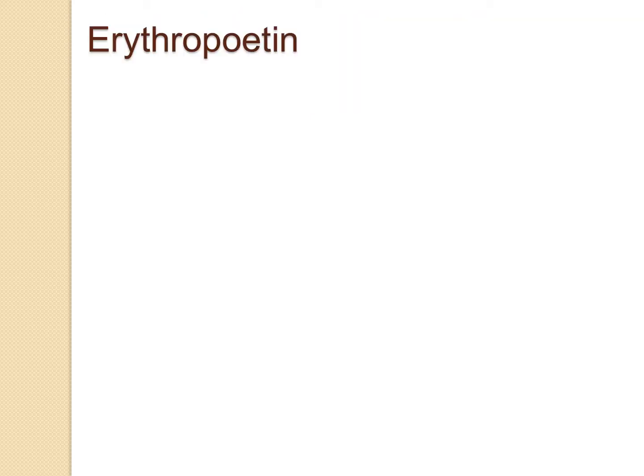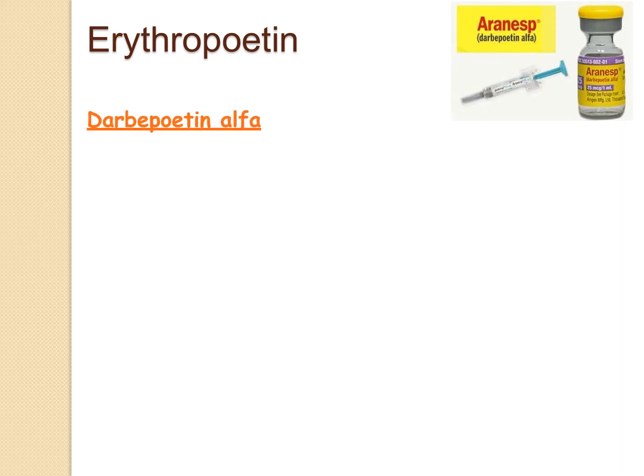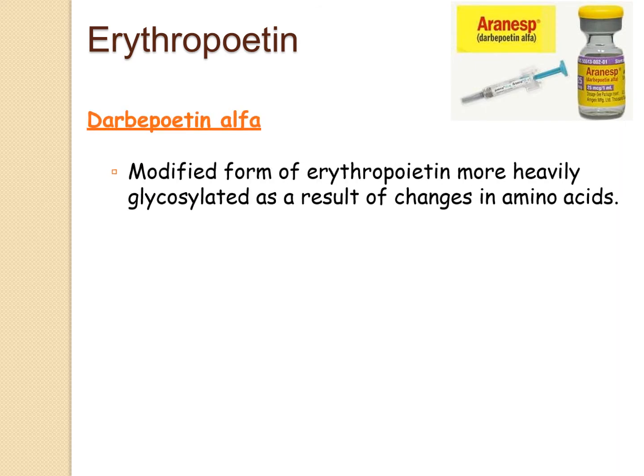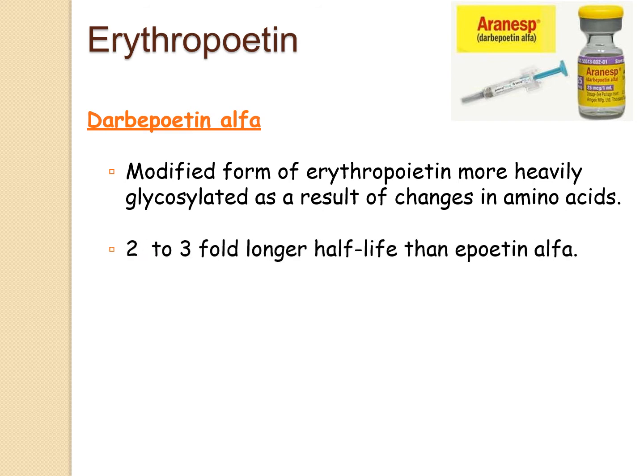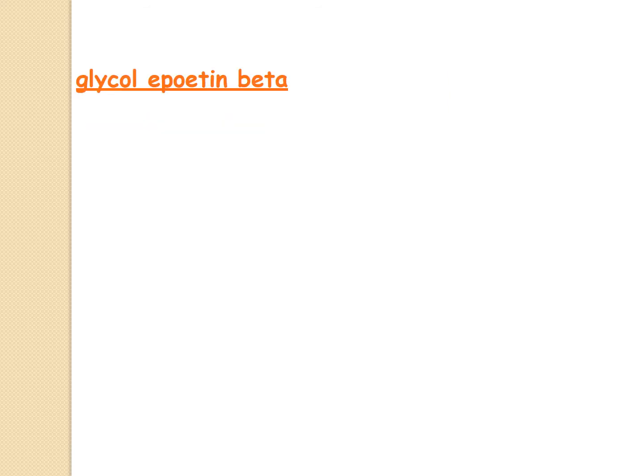Another erythropoietin agent is darbepoetin alpha. It is a modified form of erythropoietin, more heavily glycosylated as a result of change in amino acids. It has a 2 to 3 fold longer half-life than epoetin alpha, and darbepoetin is administered weekly. Another example of an erythropoiesis stimulating agent is glycol epoetin beta.